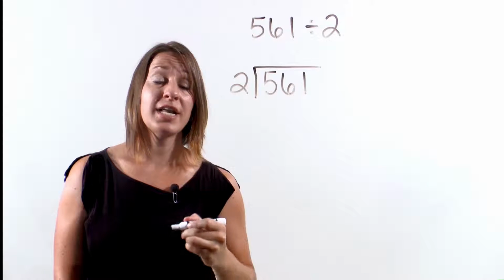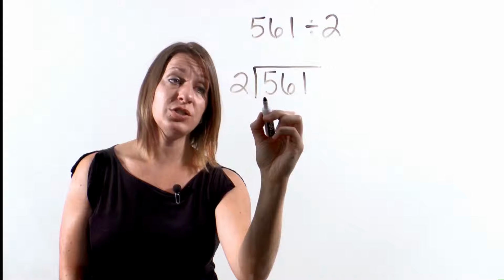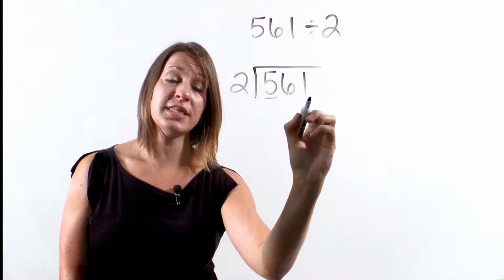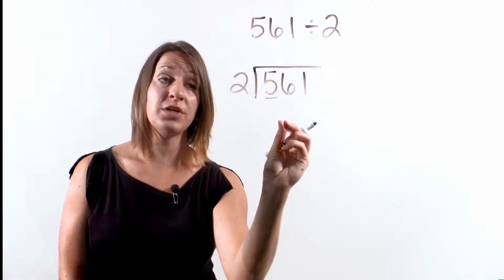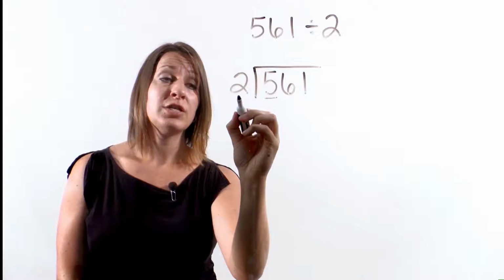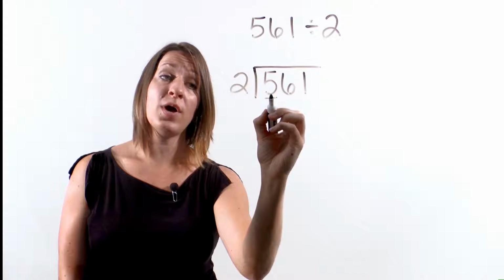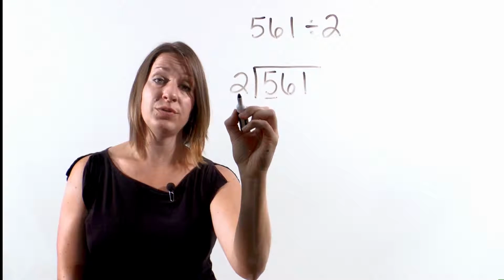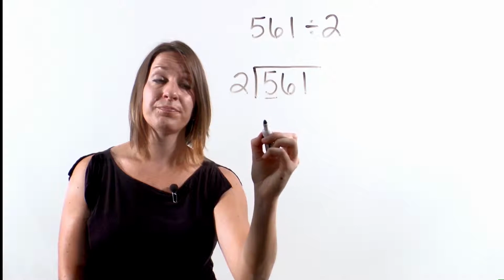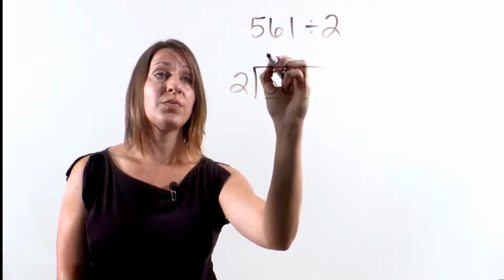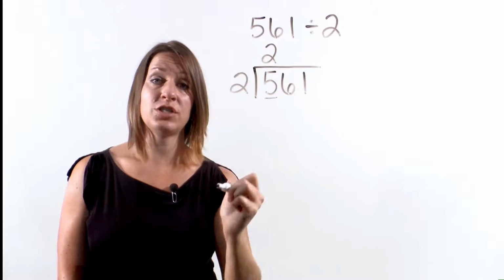Next, you're going to ask yourself the question, how many times does 2 go into 5? We're not going to look at the entire 561. We're going to take it bit by bit until we get to our answer. How many times does 2 go into 5? Or you can ask the question, what number times 2 gets us close to 5 without going over? That would be a 2. We're going to write that number 2 above the division house.